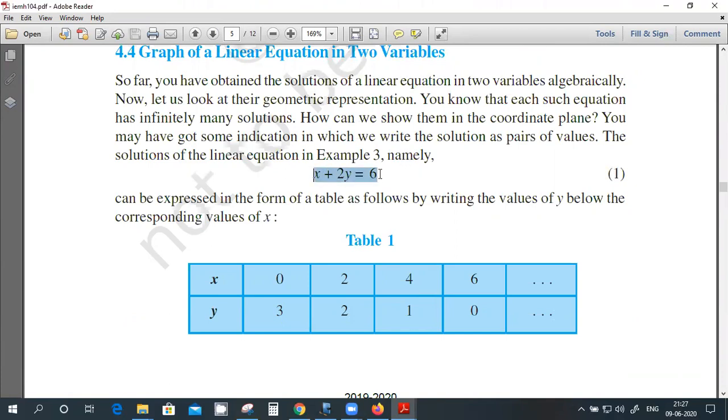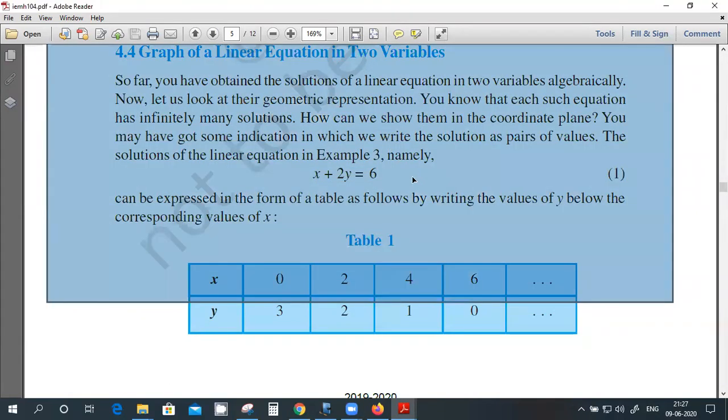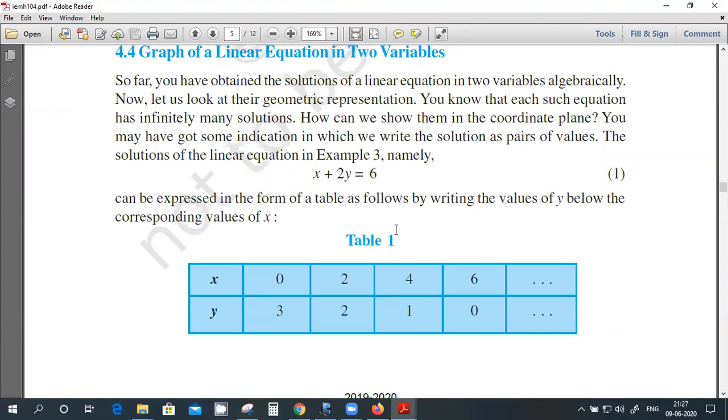Okay. What is the slope of this line? Positive or negative? It will be positive. See, when the right hand side is constant, right? So when x is increasing, will y increase or decrease? X is increasing.